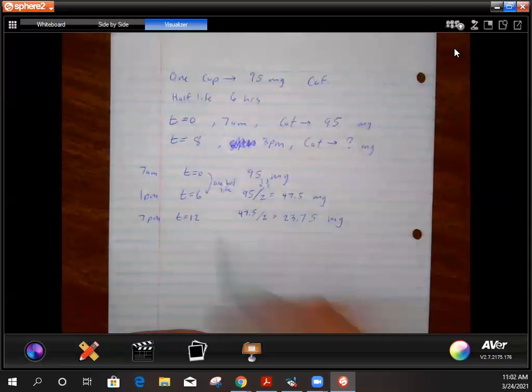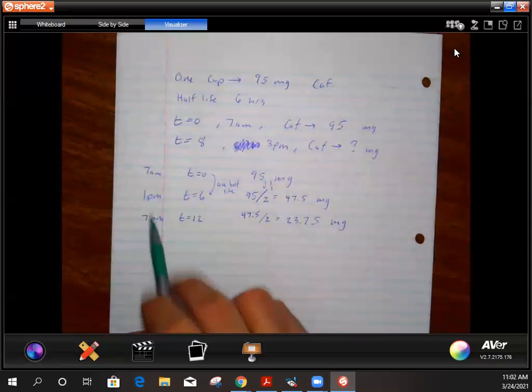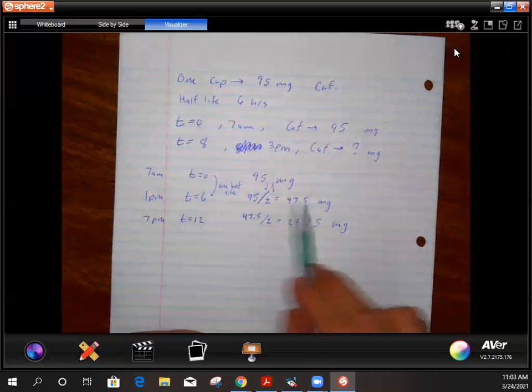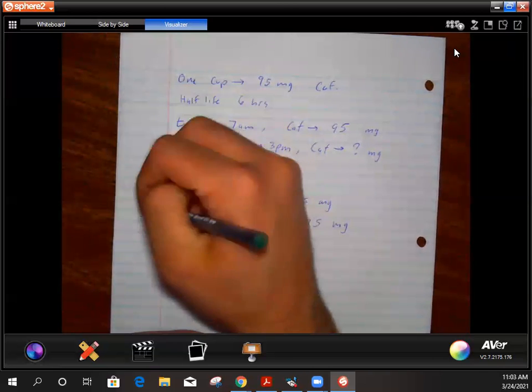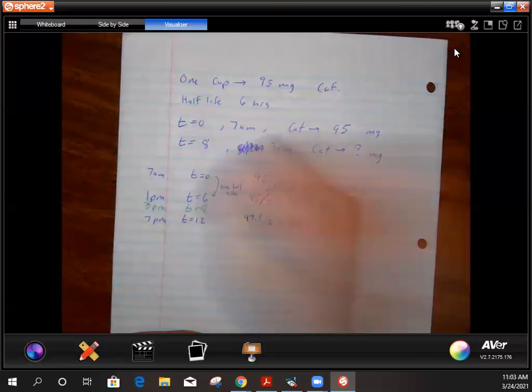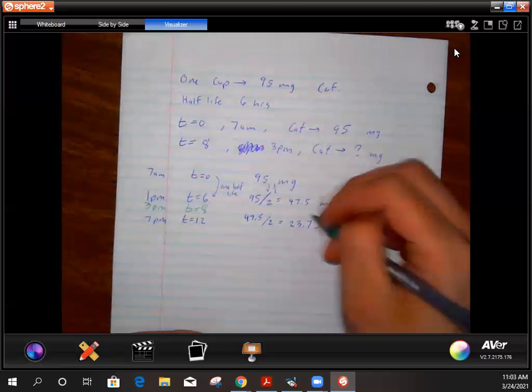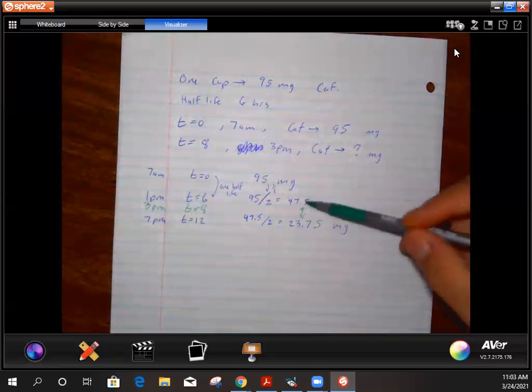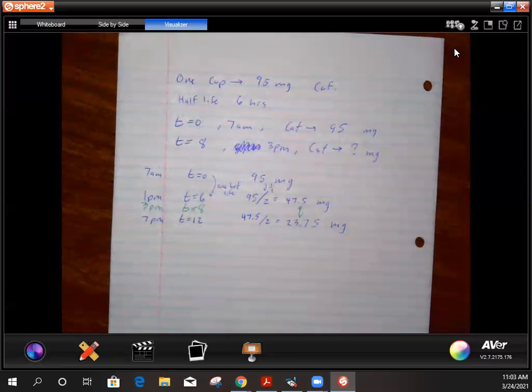So what do I mean by that? Well, 3 p.m. is in between 1 p.m. and 7 p.m. And we know at 1 p.m. there'll be 47.5 milligrams. At 7 p.m. there'll be 23.75 milligrams. So 3 p.m. is somewhere in between those two times. So that's T equals 8. All right, so the amount of caffeine in your body should be somewhere in between these two values. So when we finally find our actual answer that's very accurate, we should hope that it's in between these two values, or else we did something wrong, either on the estimating side or the calculating side.